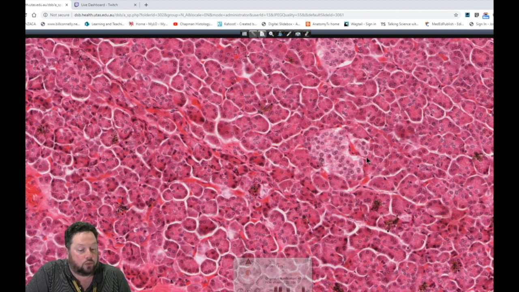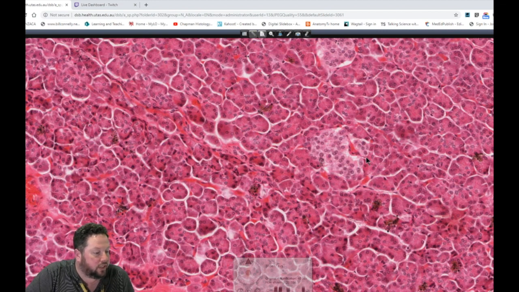Acini are responsible for secretion of the enzymes in response to the detection of amino acids within the small intestine and the release of CCK, cholecystokinin. And the intercalated duct cells are responsive to secretin, in response to a drop in pH as that acidic chyme moves out of the stomach into the small intestine.